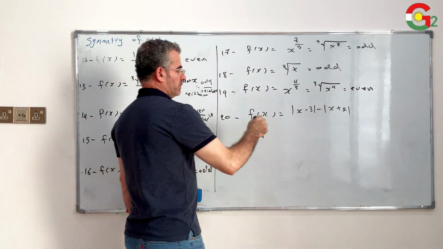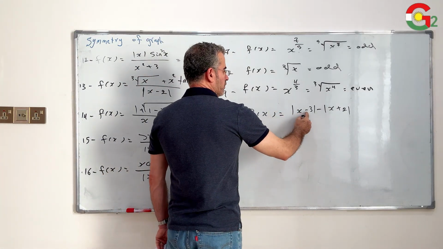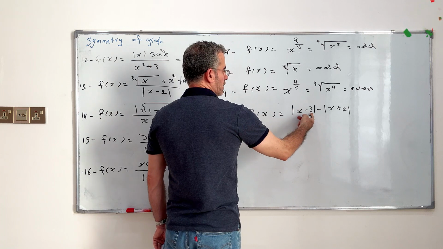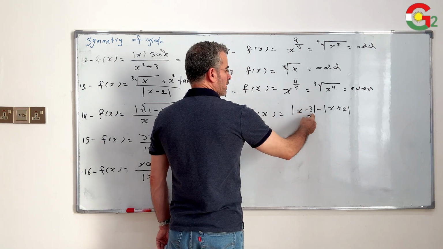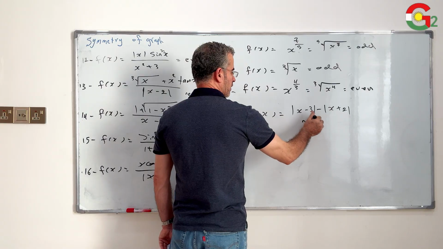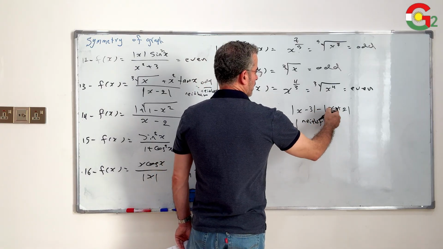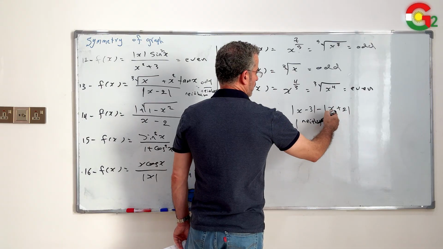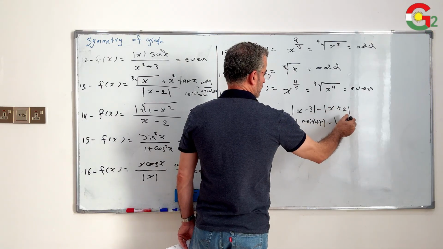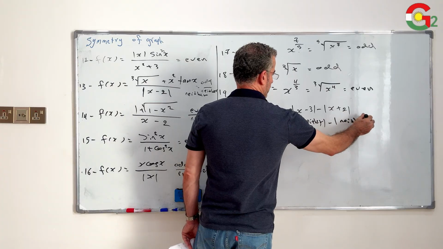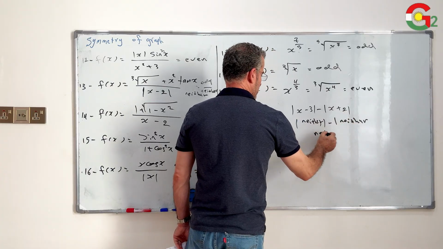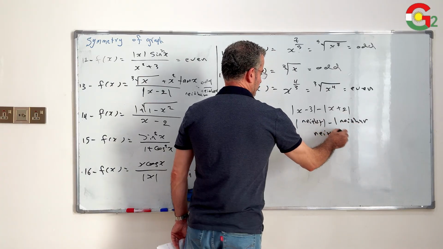The last one: even minus odd minus even, it is neither. Absolute value of neither is neither, minus odd plus even, it is also neither, then neither minus neither, the answer is neither.